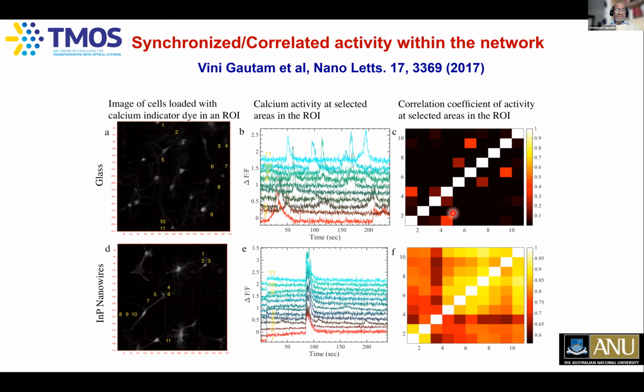But in this case, when these neurons are grown on indium phosphide nanowires, you can see the change in fluorescence as a function of time, and you can see all are really firing at the same time. You see excellent correlation, indicating that some sort of synchronized and correlated activity is taking place. We published this work about 4 years back or so.